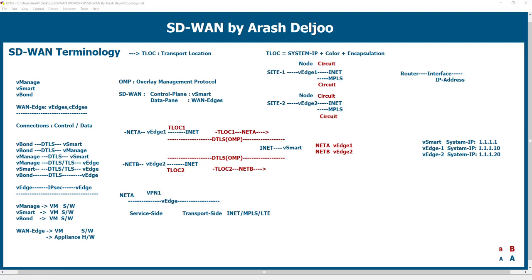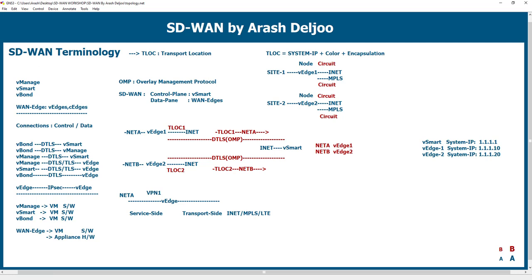Okay, let's review. In this scenario, we have two sites. Per site, we have one WAN edge, one node. And per node, we have two circuits. Okay. If you have two circuits, you need two identifiers, just like in traditional routing. If you have two interfaces, you need two IP addresses.